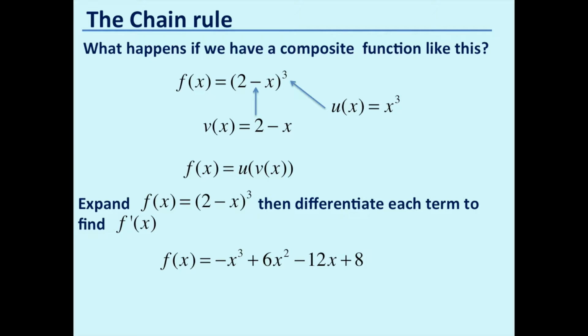Right, so if you actually expanded this, you would have found that, A, it takes quite a long time and is not a particularly convenient way of differentiating this, but you should have ended up with this. Negative x cubed plus 6x squared minus 12x plus 8. If you differentiate that, just using the rules we've looked at before, it's minus 3x squared plus 12x minus 12.